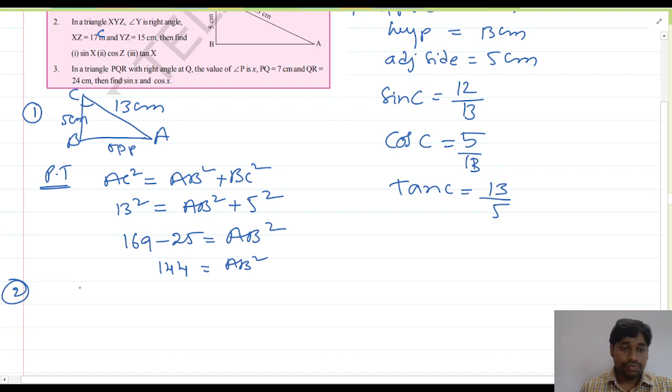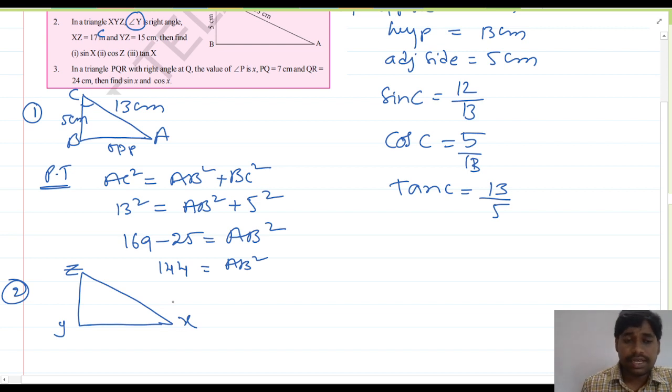So for the second question, first draw a triangle. By taking Y as the right angle, the other two points you can place as you wish, Z and X, or X and Z, as you wish. ZX is 17 centimeters, not YZ, and it is in centimeters, not in meters. And YZ is 15 centimeters.